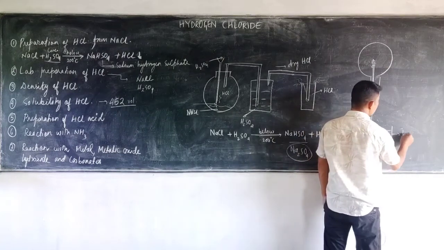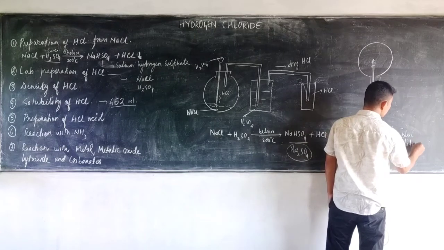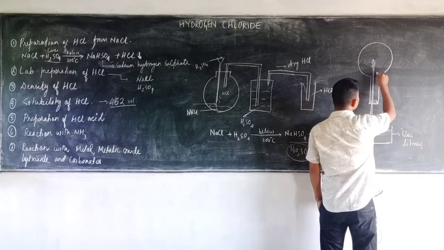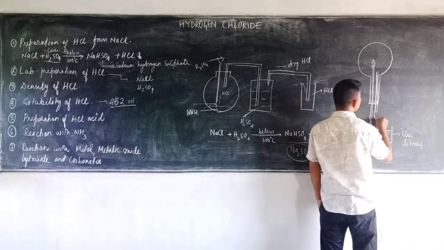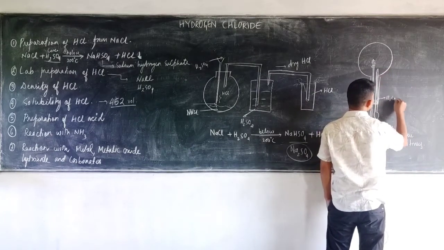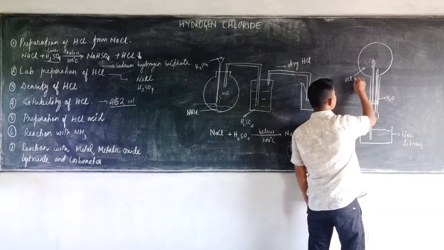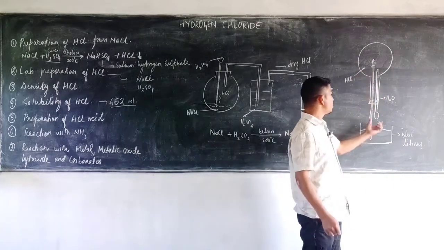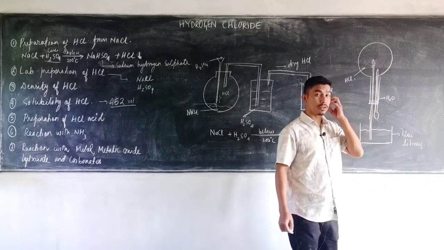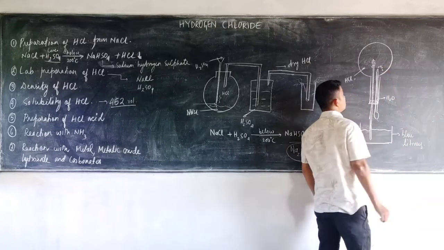Okay, so this is a blue litmus, and then through the other hole we insert a dropper that contains water, and before this arrangement this jar is filled with the HCl gas. So now as soon as you squeeze the dropper, a few drops of water come out of the other end of the dropper.